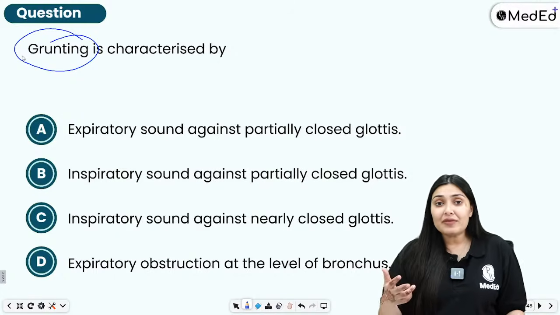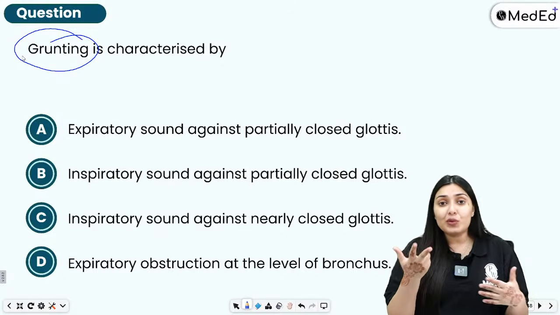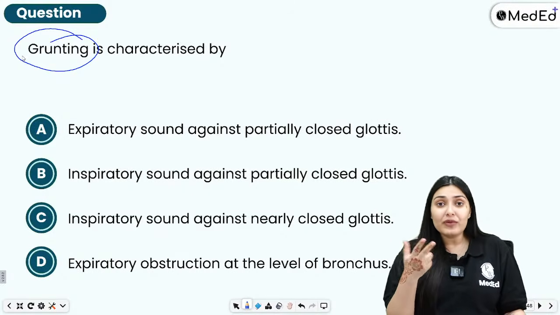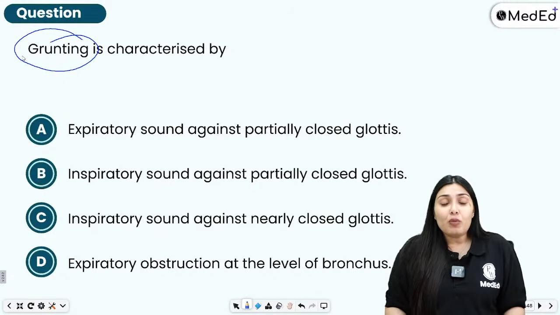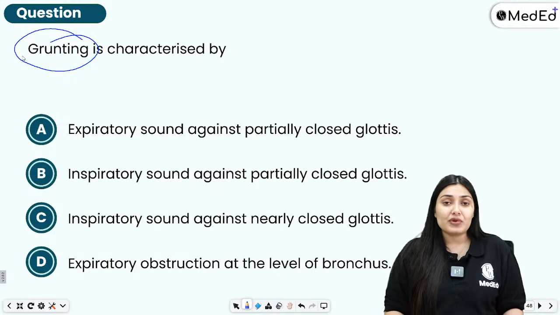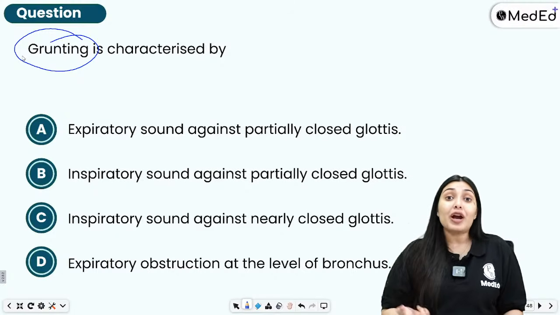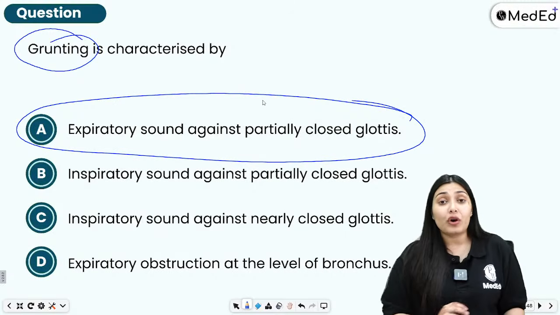So what happens when I am speaking? My vocal cords are moving like this, and because the air is flowing through the vocal cords and they are moving, sound is getting produced. So in newborns in a respiratory distress situation, what happens? Grunting happens. This grunting is nothing but expiration against a partially closed glottis.